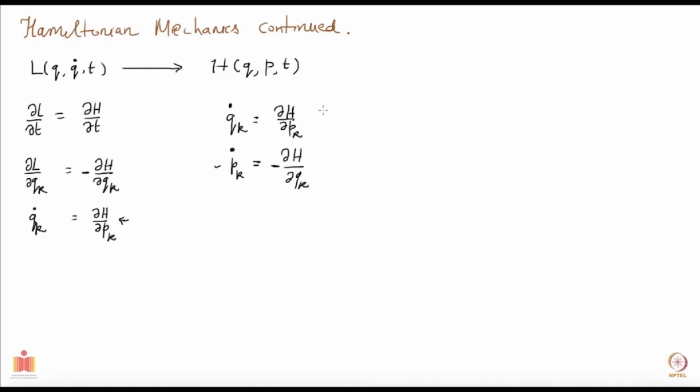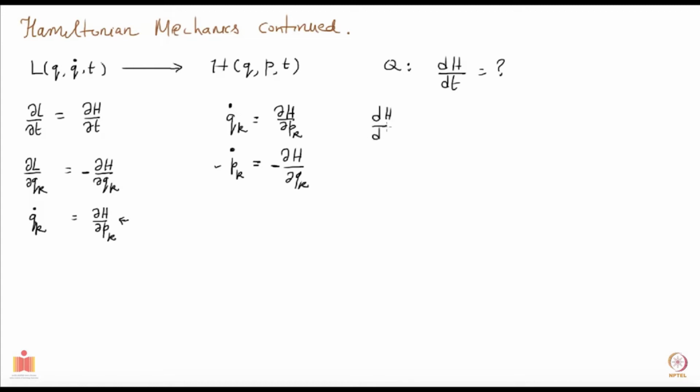And these are your Hamilton's equations of motion. Okay, that's fine. Now let's ask, what is the total derivative of the Hamiltonian with respect to time? So I am asking, what is dH over dt? And it's easy to evaluate.